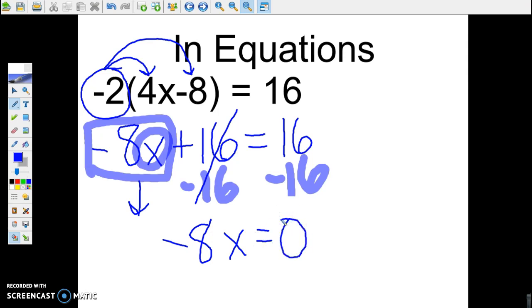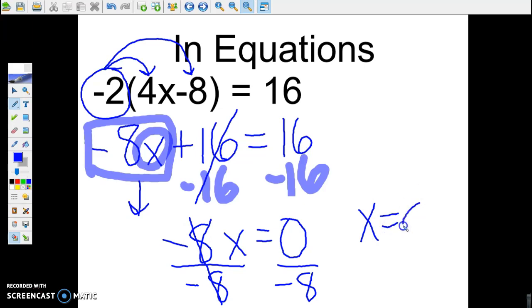We have a multiplication problem left. It's showing -8 times x. So to inverse that multiplication, we have to divide both sides by -8. Why -8? Because that's what's being multiplied to our x. -8 divided by -8 is 1, and 1 times x is simply x. So we have x equals, and then 0 divided by -8 is still 0. So my answer here is x equals 0.